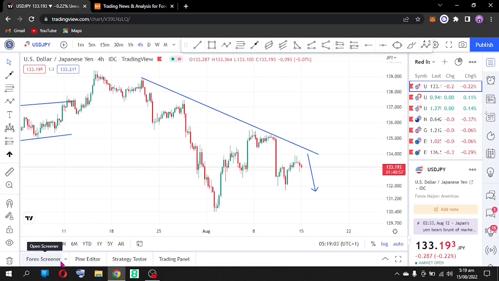All these pairs I've analyzed, I've only analyzed based on what I see. So the market is already open, so you can only enter to buy or sell only if you've gotten the right setup.